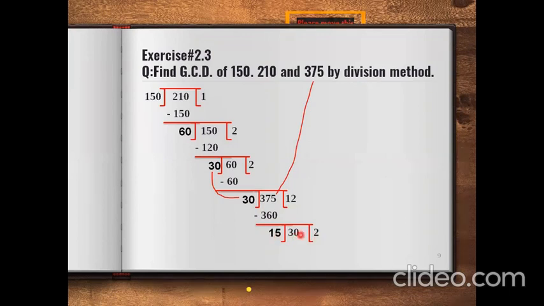So 15 multiplied by 2 will become 30. And now you will get nothing in the remainder. So when you are getting remainder 0 and no more number is left, you will write down that your last step divisor will be your GCD. So you will write here GCD is equal to 15. Clear? So the answer will be GCD is equal to 15.